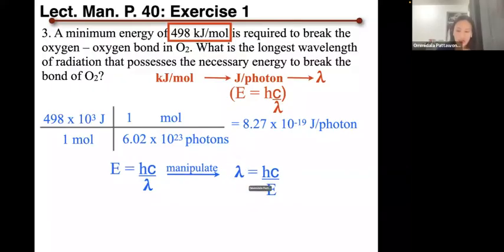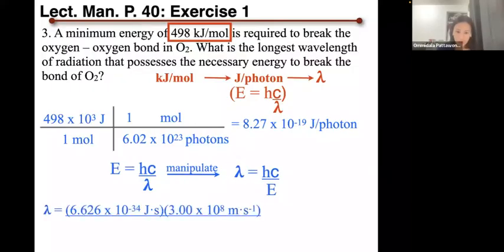The next step is just to plug in the known values, the H and C values, and also the value of E, which is the energy. You can leave the photon out in this case because this wavelength already implies that it is of 1 photon. Now let's check the unit. Joule will cancel out, second multiplied by per second cancels out, so your final unit will come out in meter.